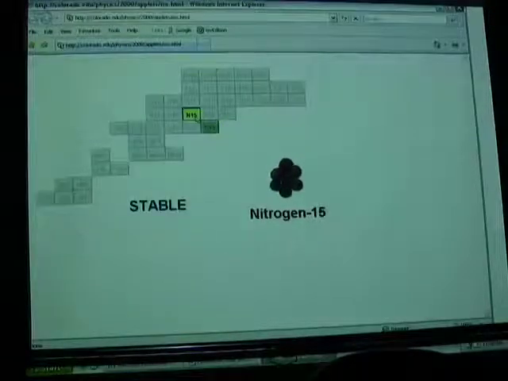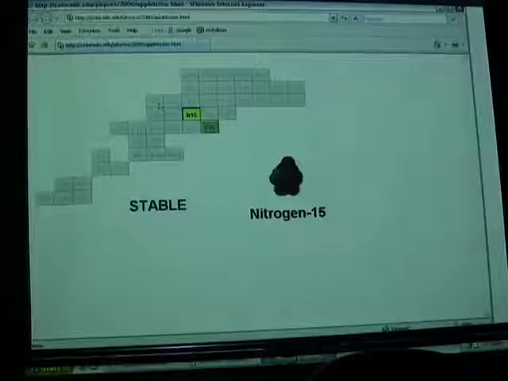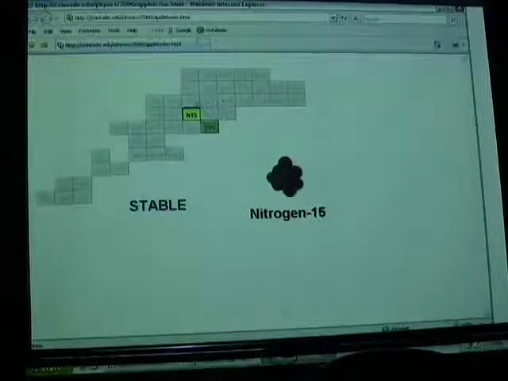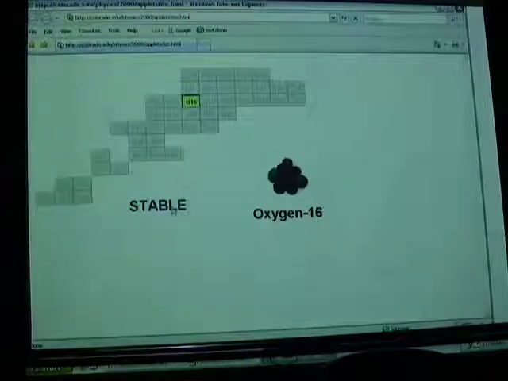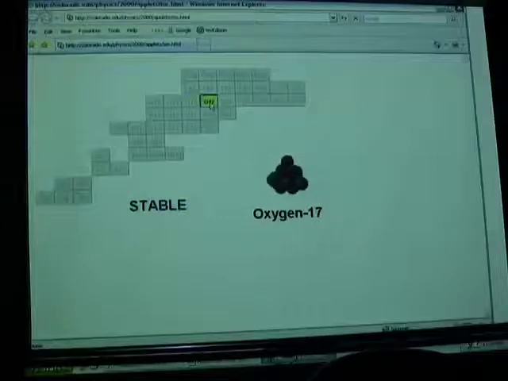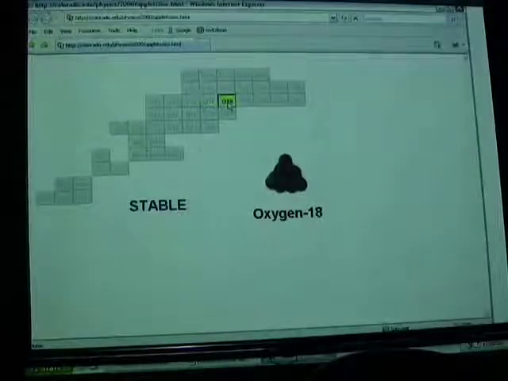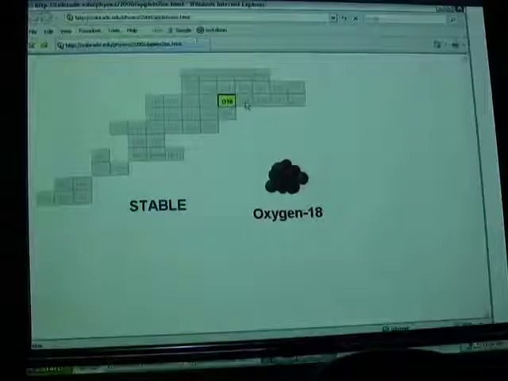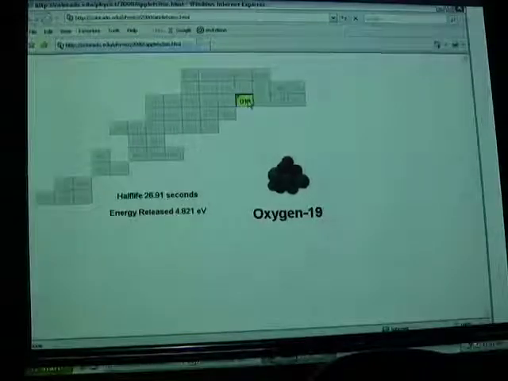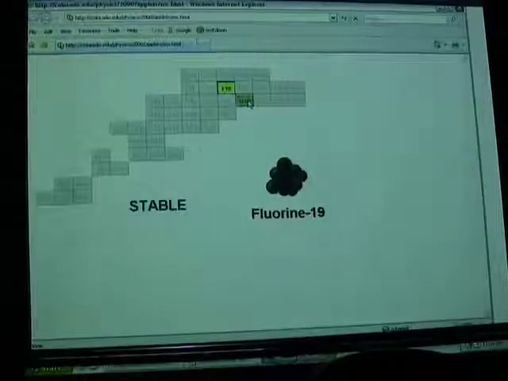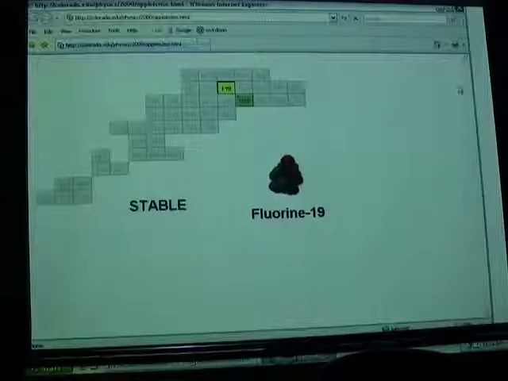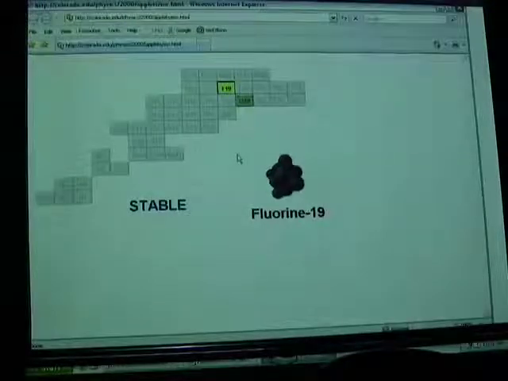That also disintegrates. If you look at the oxygen here, oxygen 16 is the normal oxygen that is stable. Oxygen 17 is also stable. Oxygen 18 is stable. Oxygen 19 is unstable. Well, you can actually play with this as you go on.